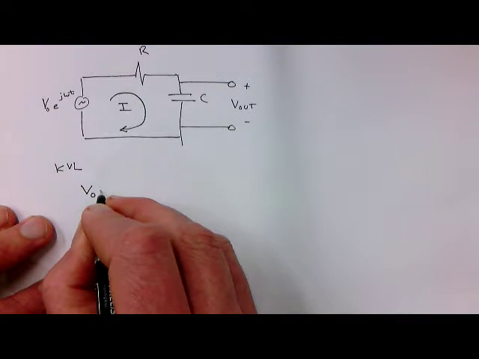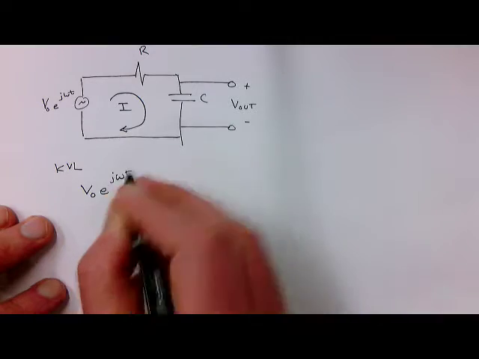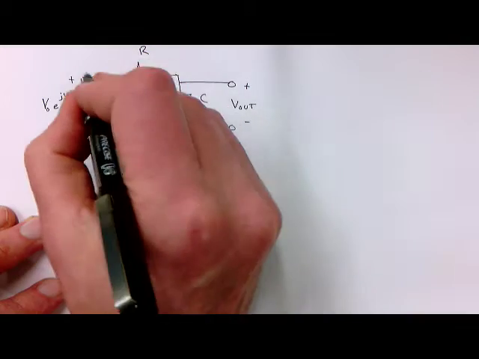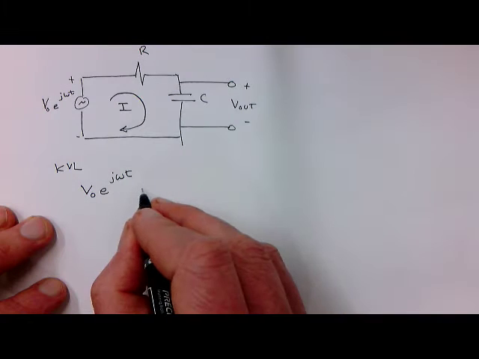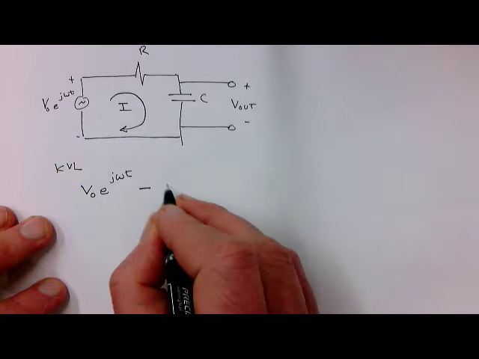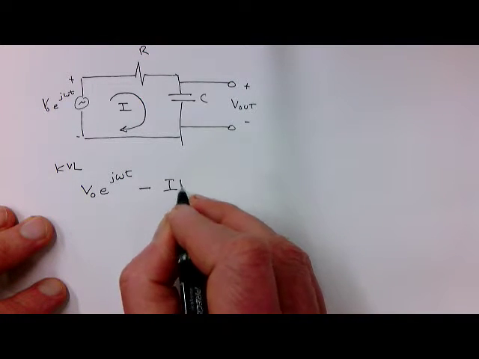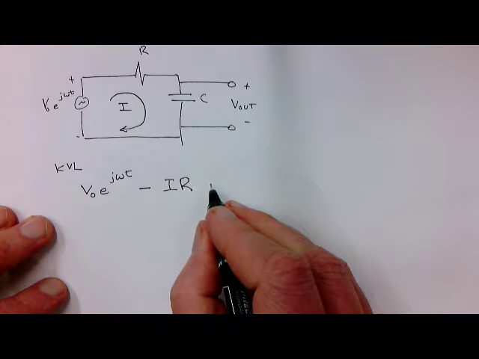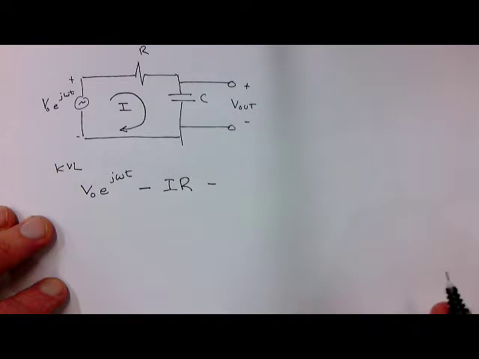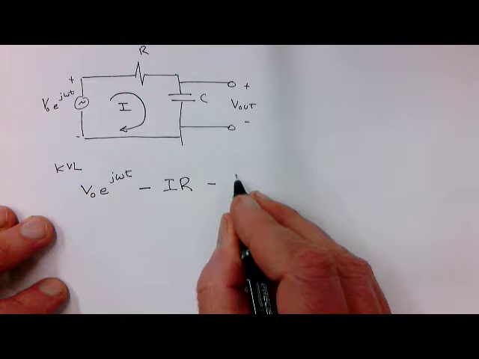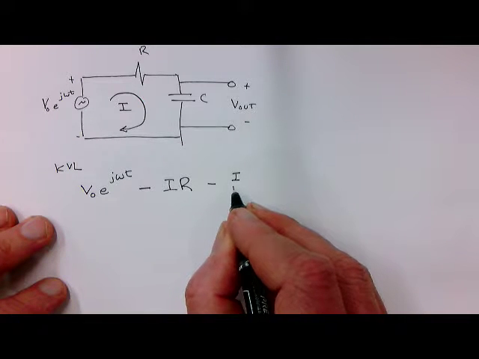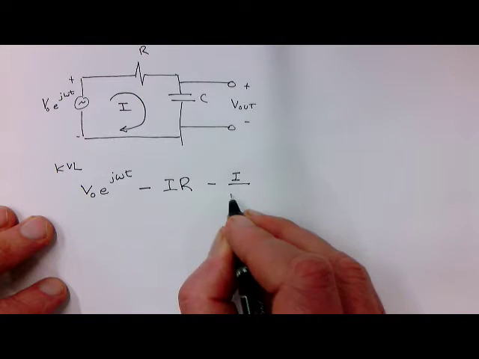Well, I've got V naught e to the j omega t. That's going from here to here, right? So I've gone up. Now I'm going to go down across the resistor. So that's going to be minus I times R, right? And then finally I'm going to go down across the capacitor. Well, the impedance of the capacitor we found was 1 over j omega c. So the complex voltage drop across the capacitor is just going to be I divided by j omega c.